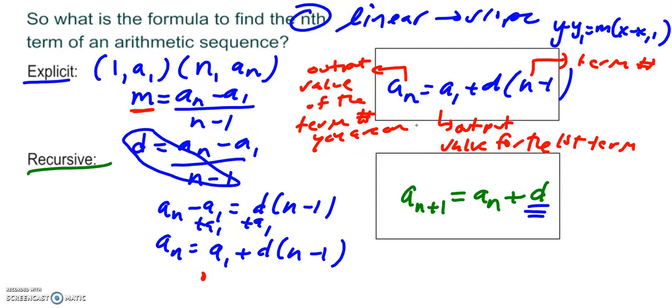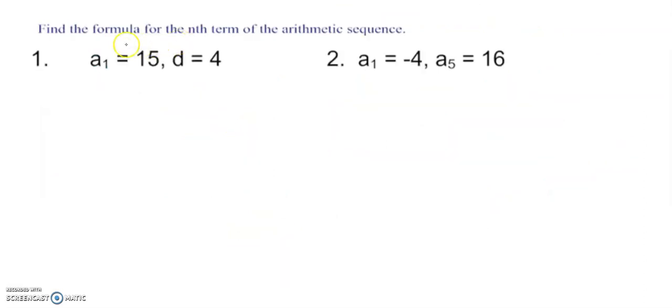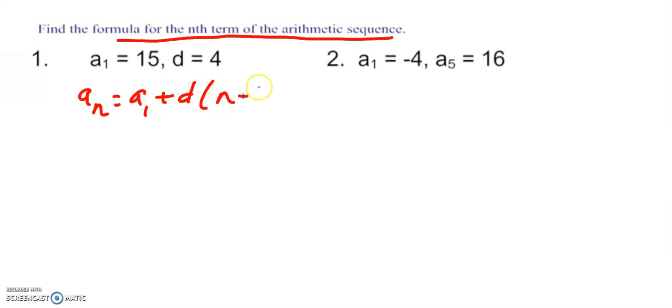So if you need to pause the video now to copy this down, that's wonderful, but I'm going to keep going to show you where these things come from and how we can use them. Find the formula for the nth term of the arithmetic sequence. As soon as I see it's arithmetic, and I see nothing about recursive, I'm going to write down the formula we just derived: a sub n equals the first term plus the common difference times the term we're on minus 1.